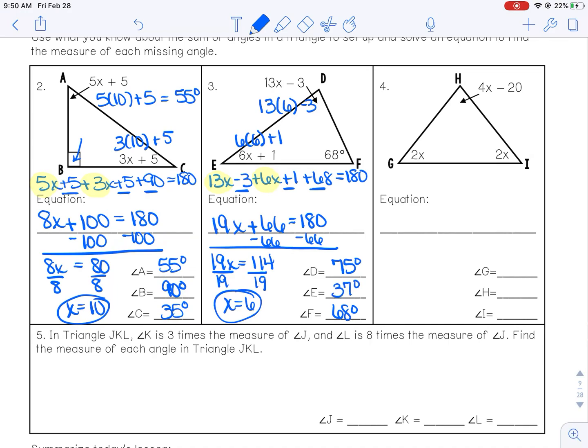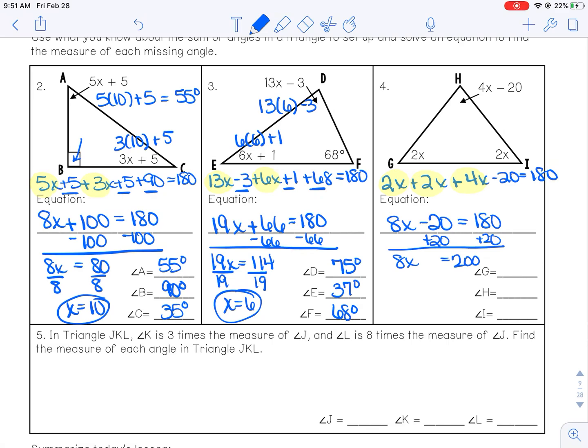Are you getting the hang of it? All right, the last one doesn't give us any angle measures, so we have to put all of our expressions there. So 2x plus 2x plus 4x minus 20 equals 180. I'm going to add my like terms. 2x plus 2x plus 4x gives me 8x. Just bring down the minus 20 because nothing can combine with that. Equals 180. I have to add 20 on each side. I have 8x is equal to 200.